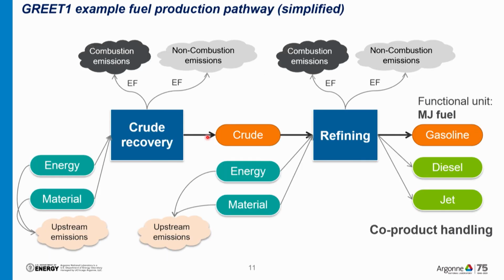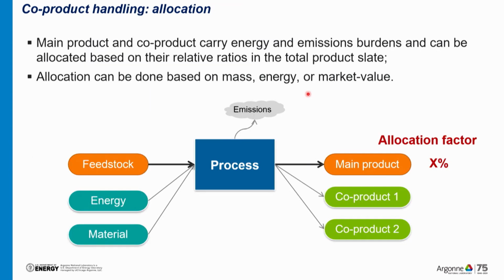So, a GREET 1 example of a fuel production pathway: here you have the crude recovery, you are putting in energy and material, you have upstream emissions, then you are producing crude, then refining processes, again energy, material, and upstream emissions with that. After refining you have gasoline, diesel, fuel, so co-product handling. Here you have combustion emissions coming out in every combustion, and non-combustion emissions as well.